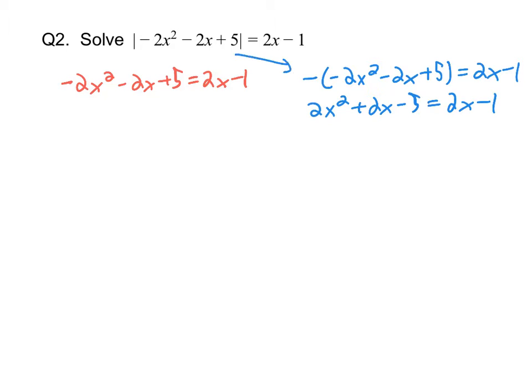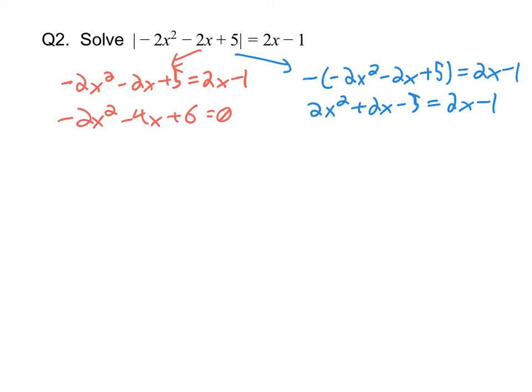So we have to solve each one of these. And then when we find our solutions, we have to verify if those solutions are valid. Let's start with the one on the left-hand side. I'm going to group everything on the left-hand side of this equation. Negative 2x squared, minus 4x, plus 6 is equal to 0.